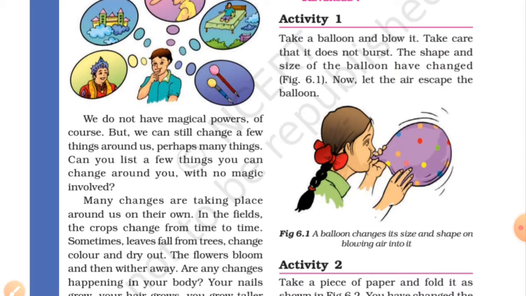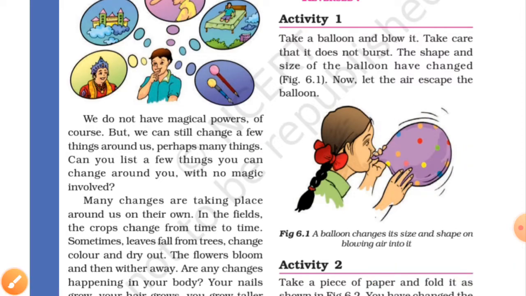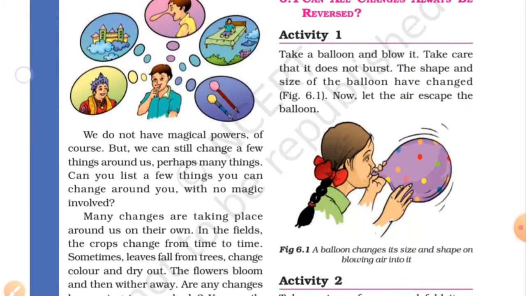A reversible change is one that can be reversed. For example, if we blow up a balloon, we can make it a balloon with no air in it again. But if we burst that balloon, it is an irreversible change because we cannot undo it. So let's start our chapter.